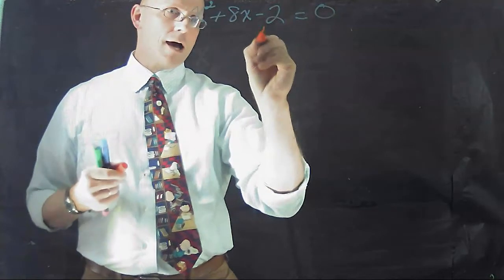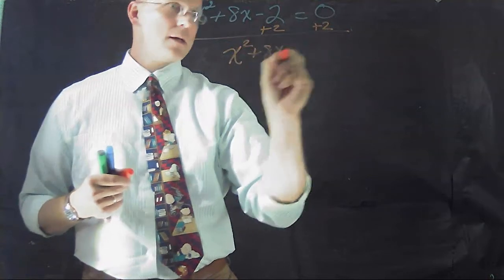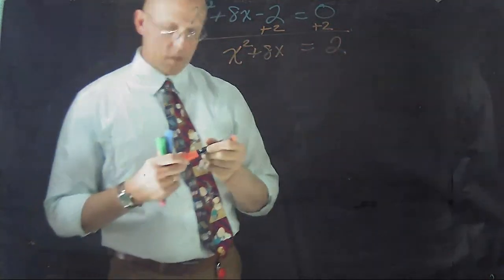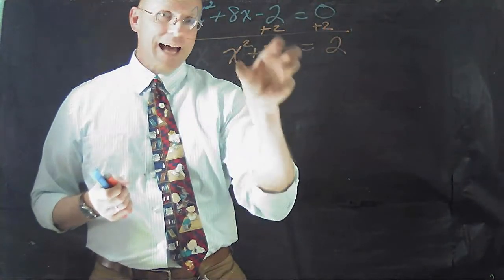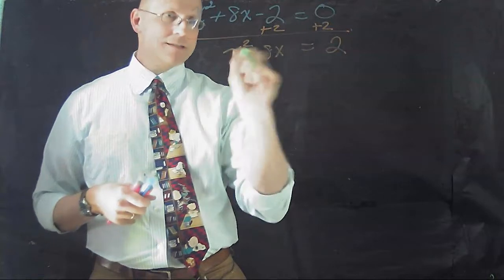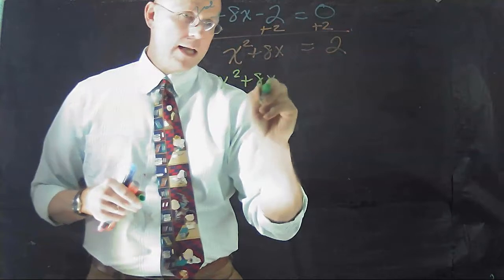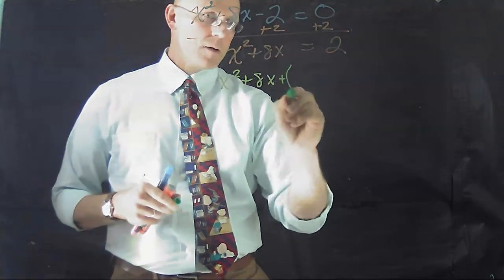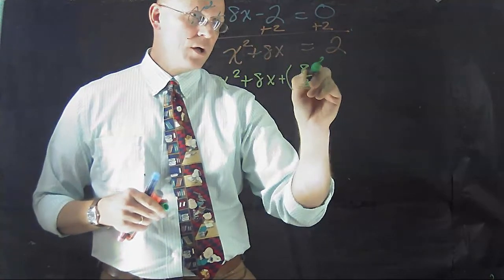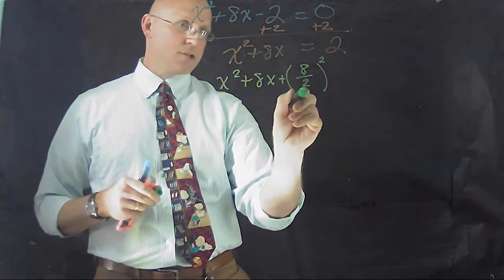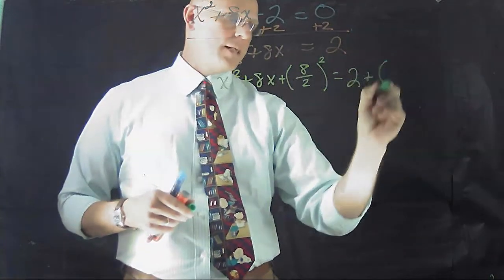So I'm now going to have x squared plus 8x equals 2. All right? Next step is to actually complete the square, is to add something new to the left-hand side. So it's x squared plus 8x plus. Now the number that goes in here is the b value divided by 2 squared. It's the b value divided by 2 squared. And if I add it on the left, I have to add that new number on the right as well.